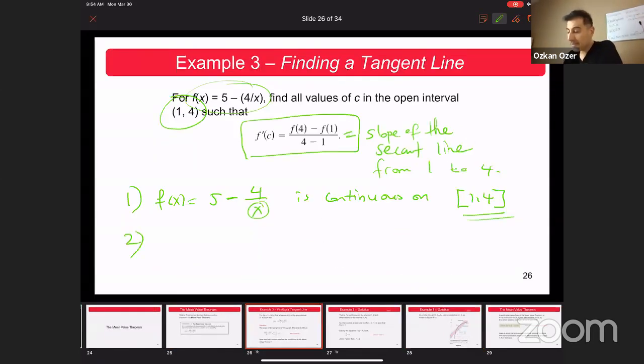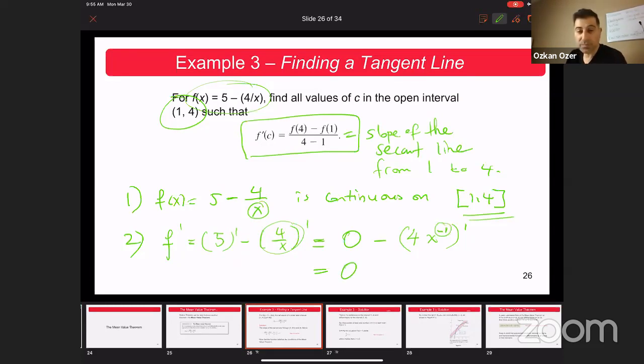And then second, is f differentiable? Well, let's check if we can find f prime. Okay, f prime is the derivative of 5 minus the derivative of 4 over x. Well, the derivative of 5 is 0. And then let's use the power rule for this rather than the quotient rule. You can rewrite that as 4 times x to the minus 1, prime. And then here the derivative is, put this 1 down and subtract 1 from the power. You have another minus here. So 4 times x to the minus 2, that's 4 over x squared.